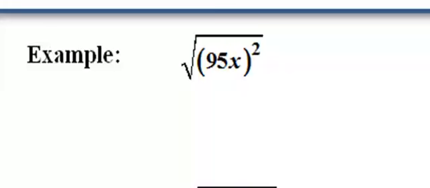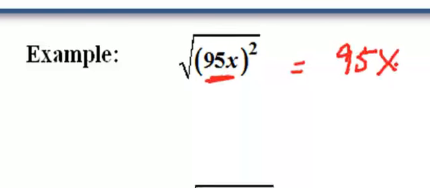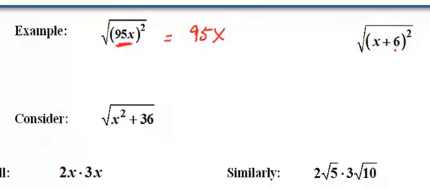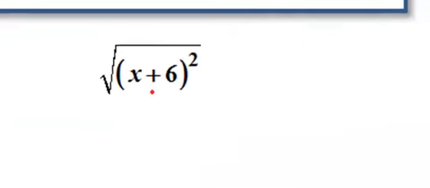So looking at this example, if we were to square this, we'd get 95 squared, whatever that number is, which is huge, x squared. And then we'd try to square root it. It's easier if we just look at this and say, hey, we're square rooting a square. We're going to get whatever's inside here. And we get 95x. Same thing here. If we were to square this, we'd get a trinomial, and we'd be stuck. But as it stands, we could say we're square rooting a square. We're going to get whatever's in here. And so we get x plus 6.